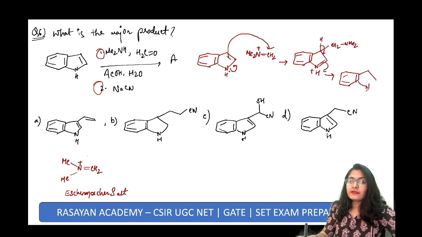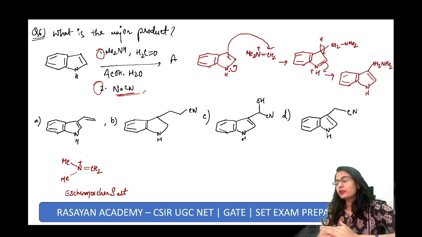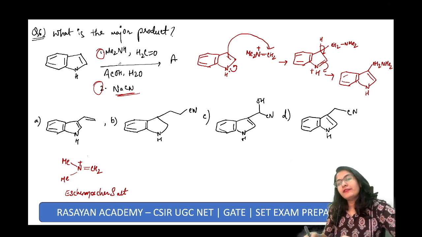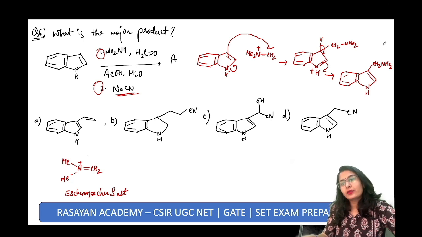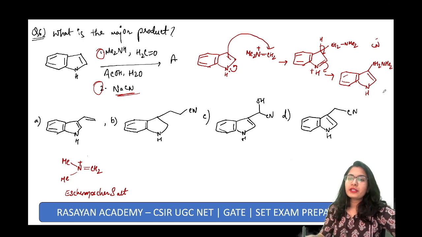Alright, so we write the final product. This is how it is going to be. CH2NMe2, 2 methyls. Now in the last step, what is the last step? Sodium cyanide. Now, there is one more thing. If I just add sodium cyanide, cyanide is going to attack over this carbon and replace it. But there is one more important thing.